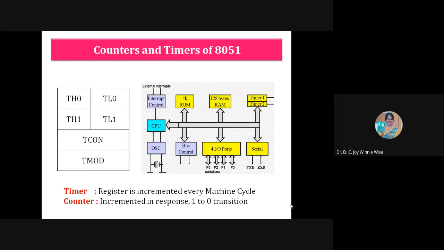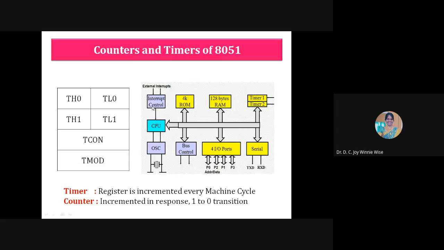So first, let's see about the timers. See, you have already seen this diagram. This is a simple block diagram of a microcontroller. Here we have two timers, timer 0 and timer 1. And as I said, there are two types of memory, program memory and data memory. Program memory is 4K bytes, which is used to store the program. If the program size is larger, we can extend the memory also. And 128 bytes of internal RAM is available. This is the data memory.